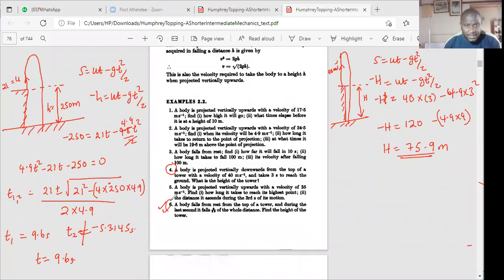Let me also look at number 6. How many people do we have? Yeah, we are still at 4. People have problems. They come in, they go off.